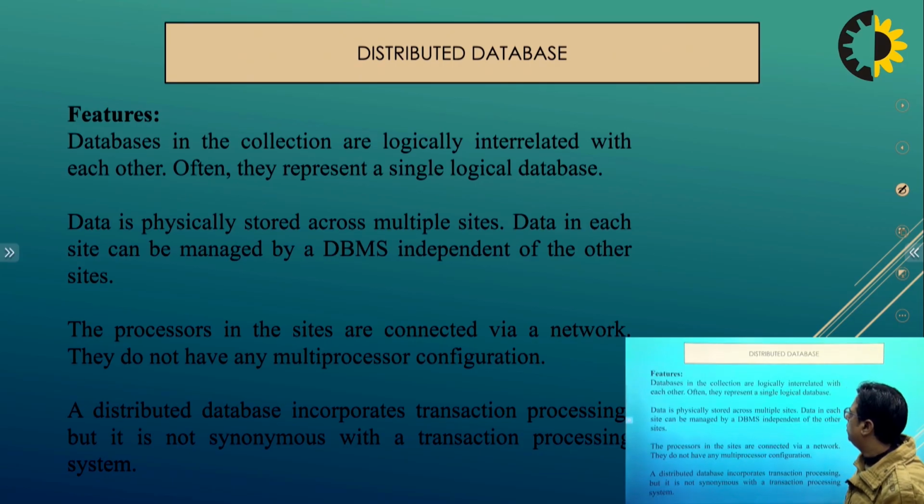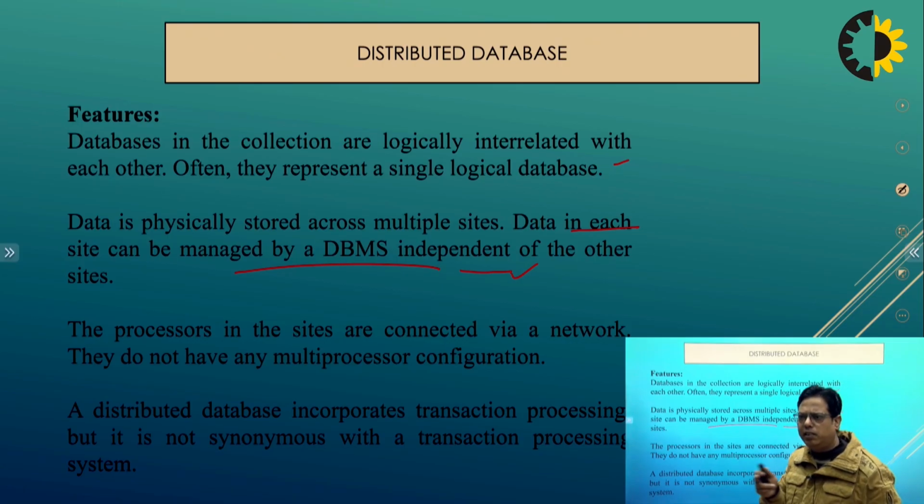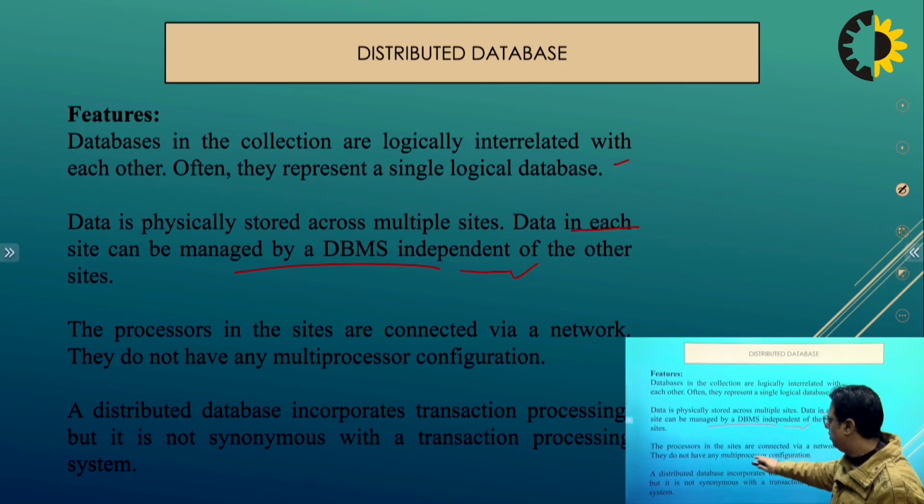What are the features of a distributed database? The database is a collection of logically interrelated data, and often represents a single logical database. Data is physically stored across multiple sites. Data at each site can be managed by its DBMS independently and updated accordingly. If we change the data in location 1, it is necessary and compulsory that all sites are automatically updated. The processors at the sites are connected via a network. They do not have any multiprocessing configuration.